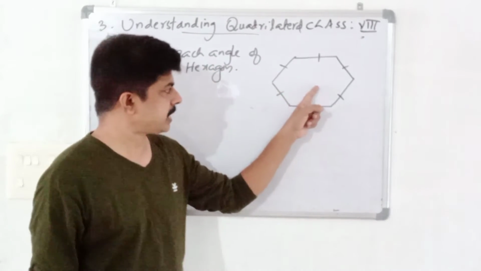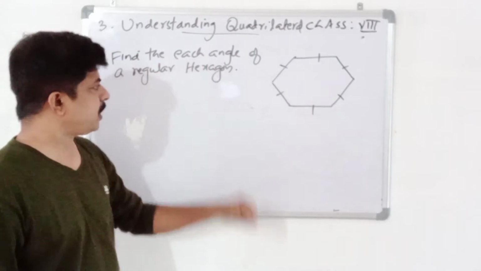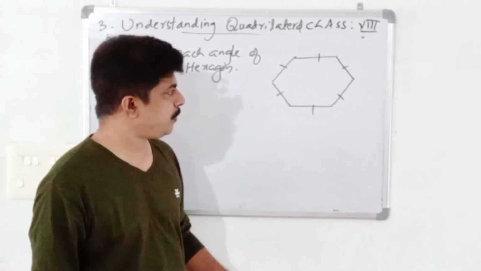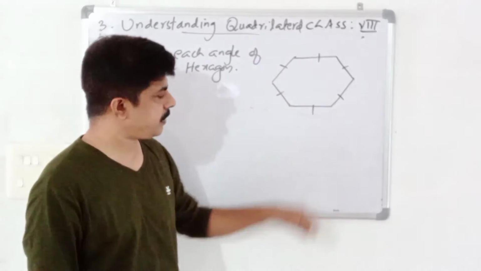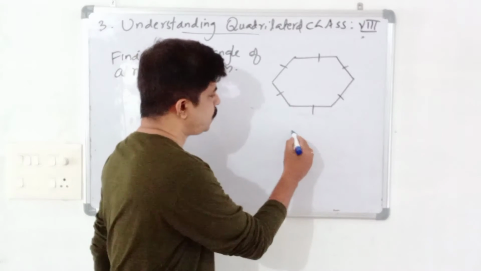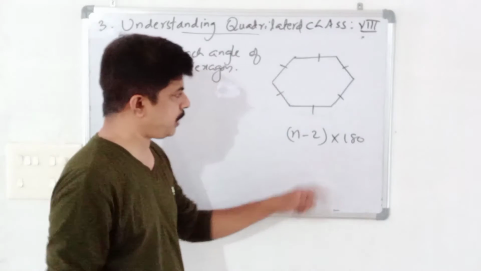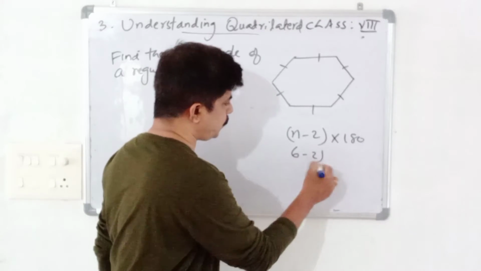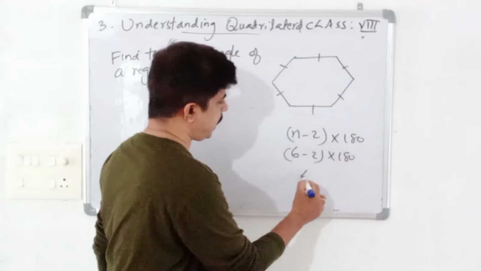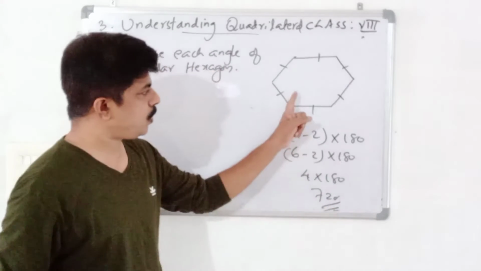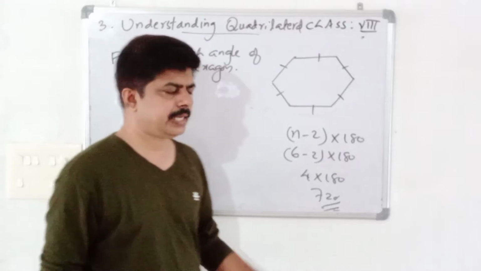Okay, we are given a regular hexagon. Find the degree measure of each angle of a regular hexagon. Total how many angles does a regular hexagon have? A hexagon has 6 angles. To find the sum of all the 6 angles, we can use this formula: 6 minus 2 into 180, we have 4 into 180, which is 720 degrees. The sum of all the 6 angles is 720 degrees.